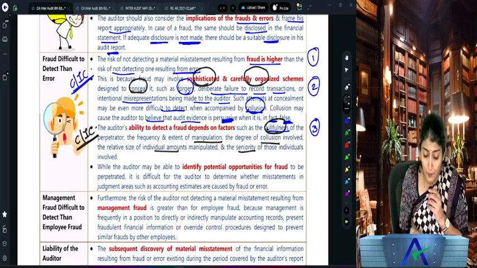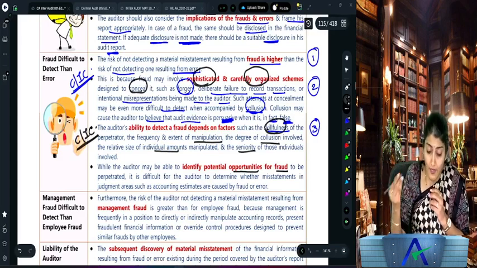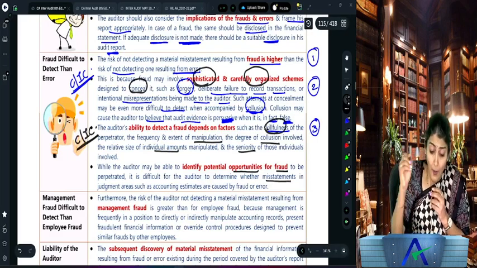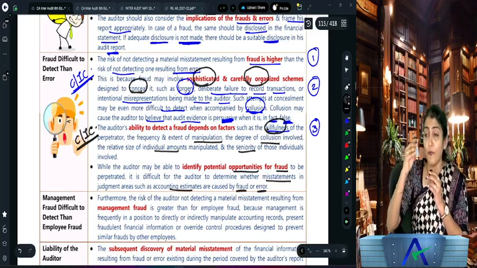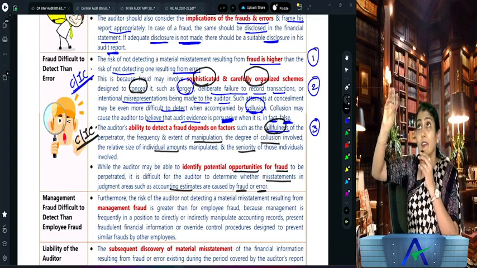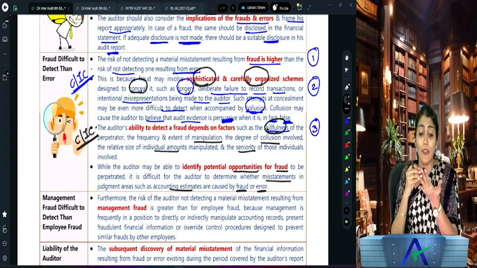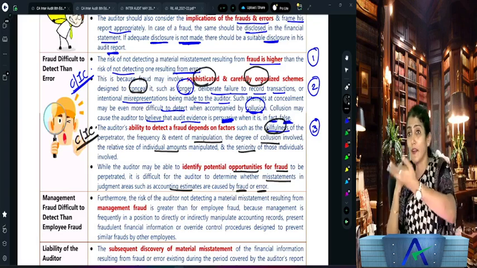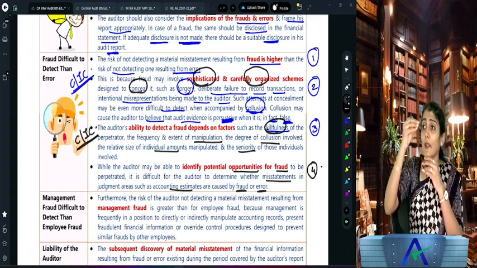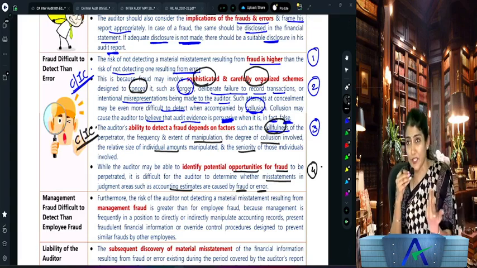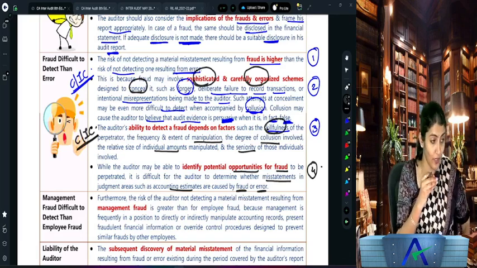An auditor may be able to identify the potential opportunities for fraud to be perpetrated. It is difficult for the auditor to determine whether a misstatement in judgment areas such as accounting estimates is due to fraud or error. So the auditor can think, hey, in this area there can be a fraud. But whether the estimate is wrong due to fraud or due to error, it says that is difficult for the auditor to determine. Right, so whether by mistake they made the wrong provision or intentionally they made the wrong provision, it is difficult for the auditor to determine. Okay, right, so we take a break and then we complete the chapter.